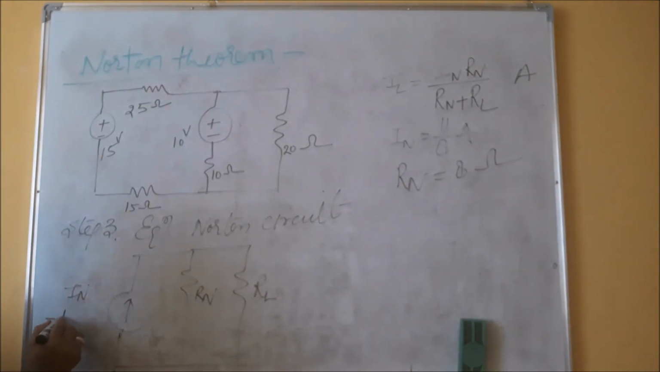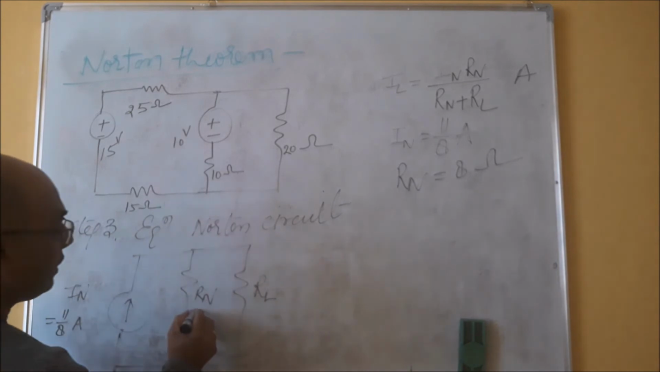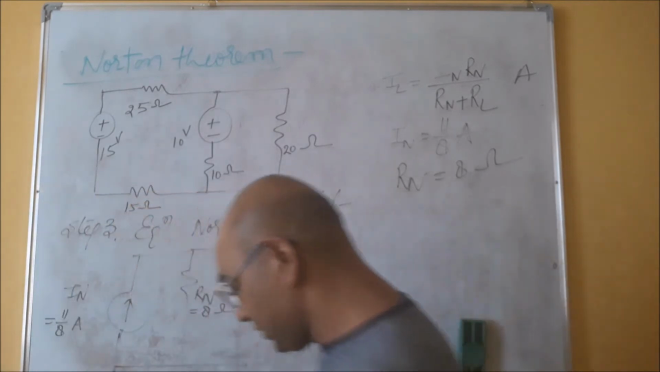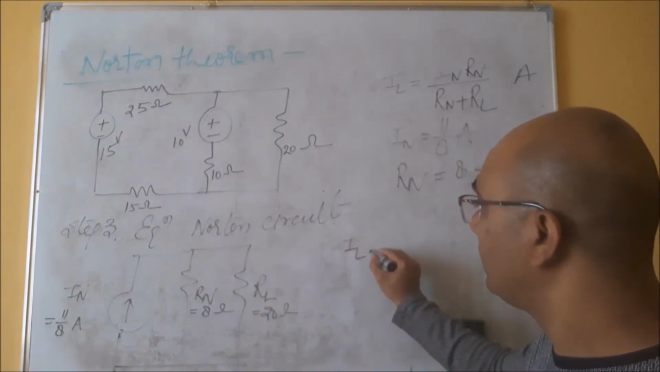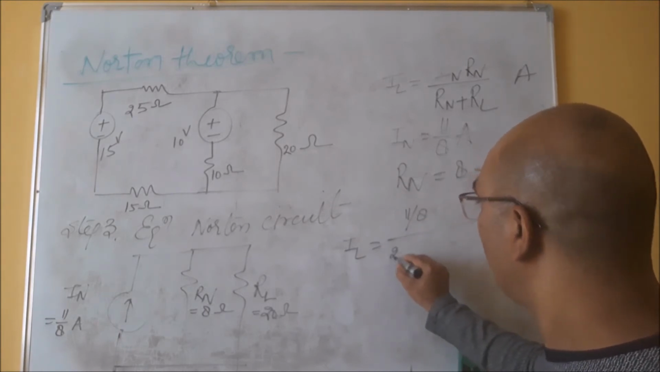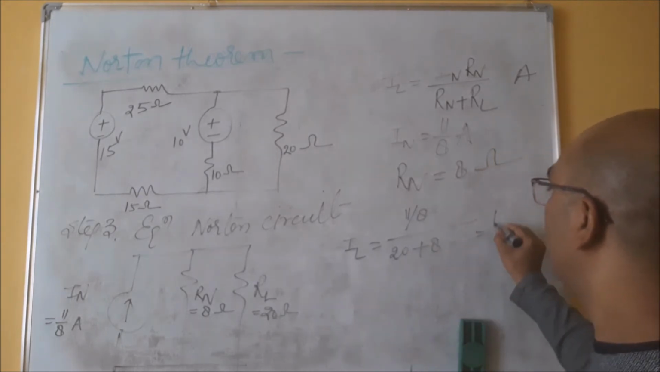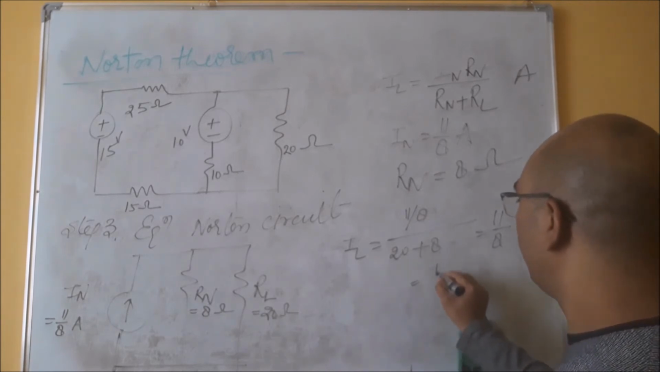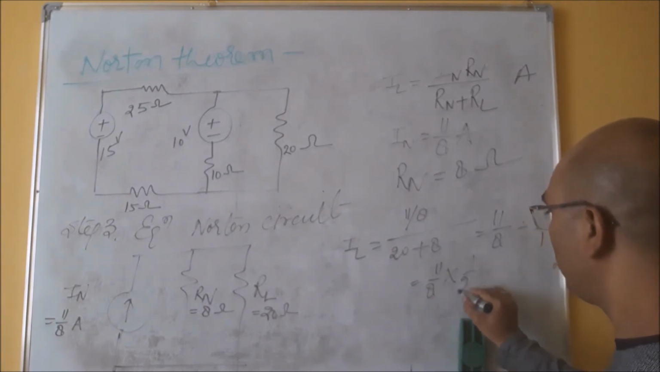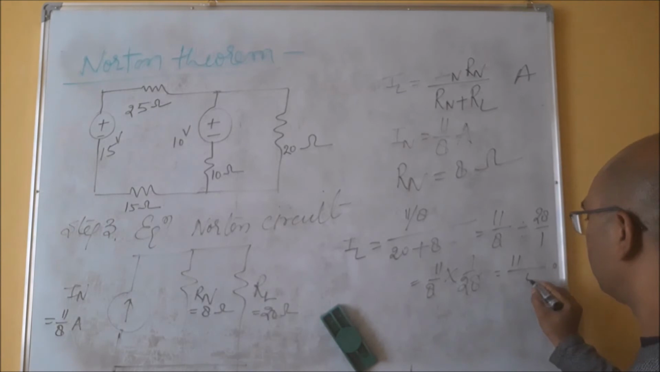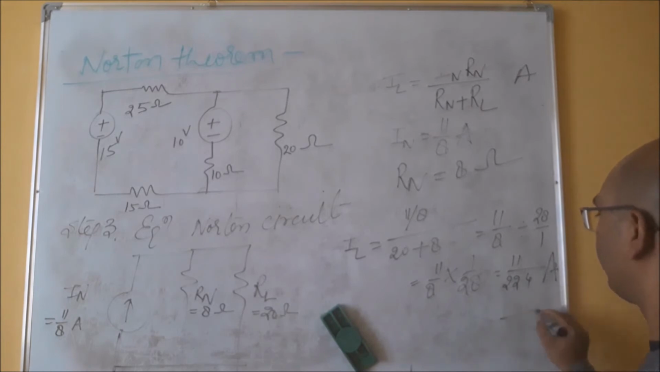IN is 11 by 8 ampere. Rn is 8 ohm. R is 20 ohm. So substitute here and find the value of IL. So IL will be 11 upon 8 divided by 20 plus 8. So 11 upon 8 divided by 28 upon 1. So 11 upon 8 multiplied by 1 upon 28. So solve. So 11 upon 224 ampere. So this will be your answer.